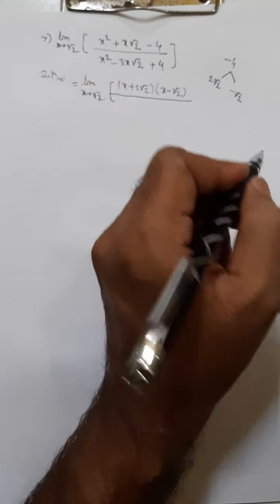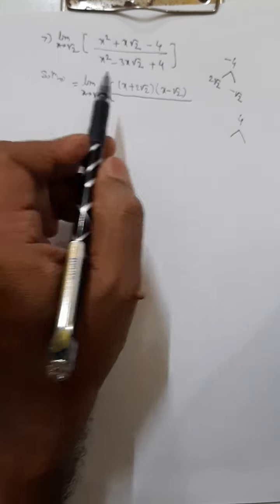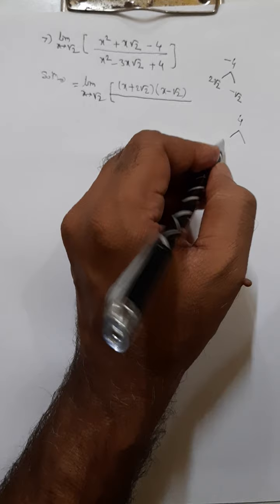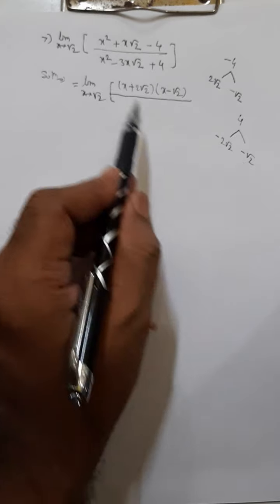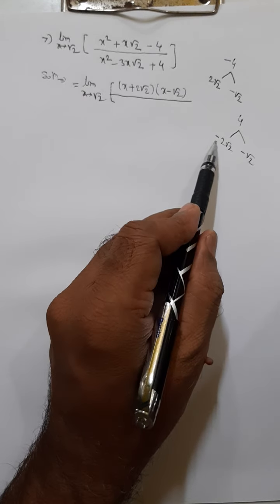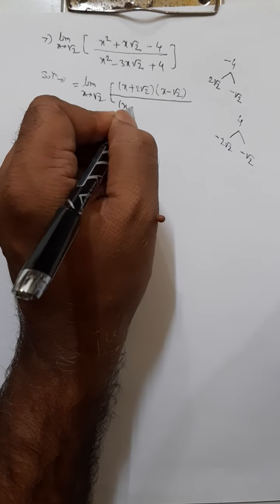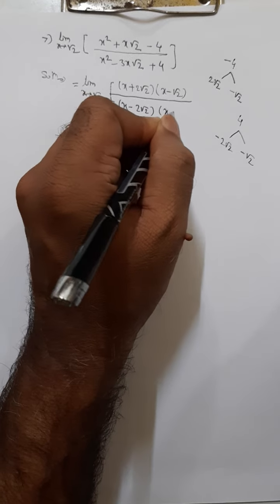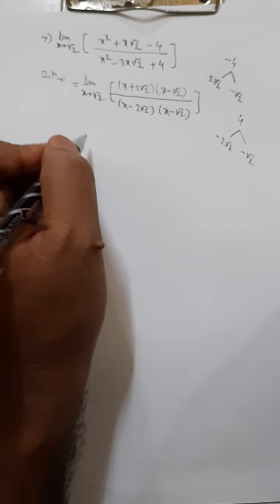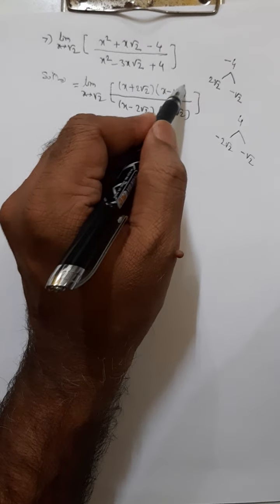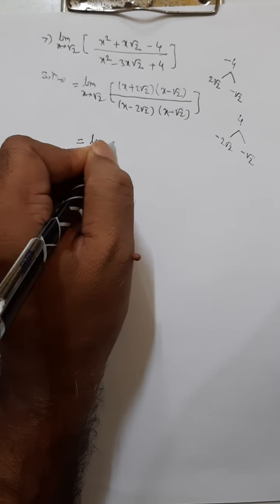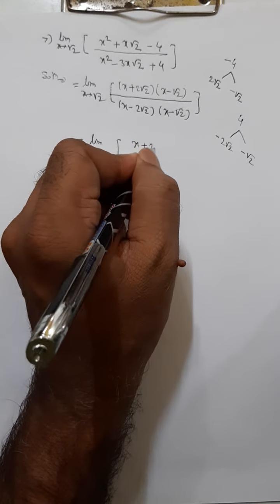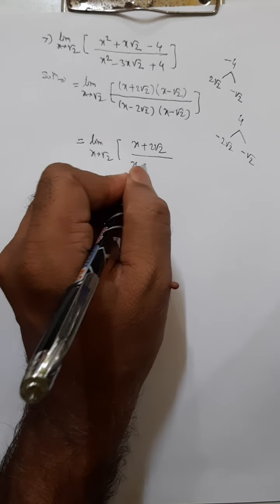Similarly, in the denominator we have to factorize plus 4 such that their sum is minus 3 root 2. So you can take here minus 2 root 2 and minus root 2. So here the addition is minus 3 root 2 and the product is minus minus plus root 2 into root 2, which is 2 into 2, that means 4. So factors are x minus 2 root 2 and x minus root 2. So it is equal to, see here the common factor x minus root 2 cancels, and we get limit as x tends to root 2, numerator x plus 2 root 2 divided by x minus 2 root 2.